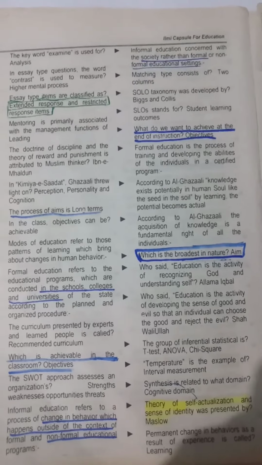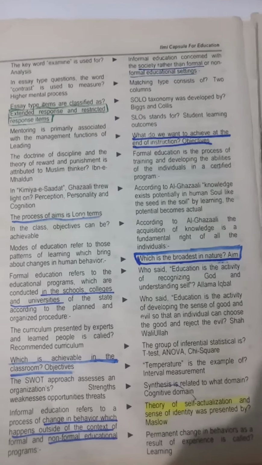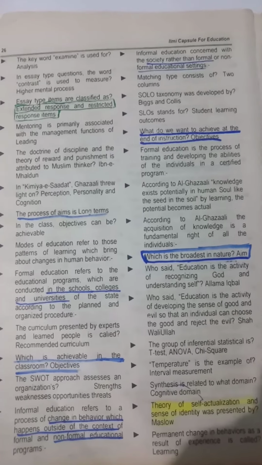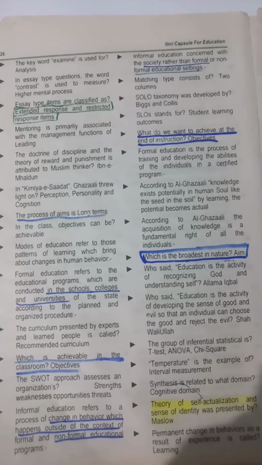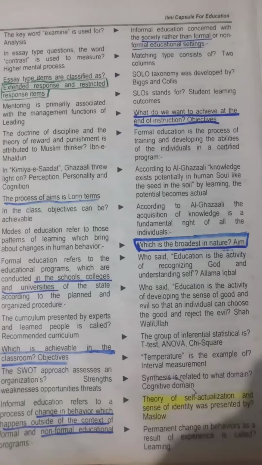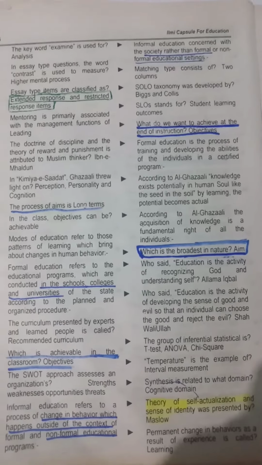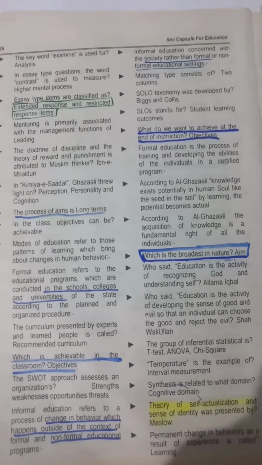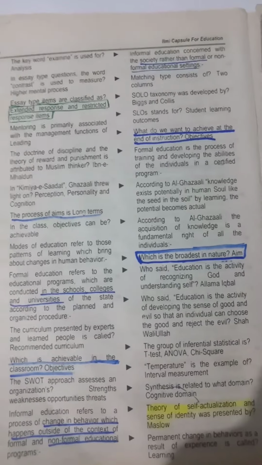Shah Waliullah. The group of inferential statistics is t-test, ANOVA, chi-square. Temperature is the example of interval measurement. Synthesis is related to what domain? Cognitive domain. Theory of self-actualization and sense of identity was presented by Maslow.